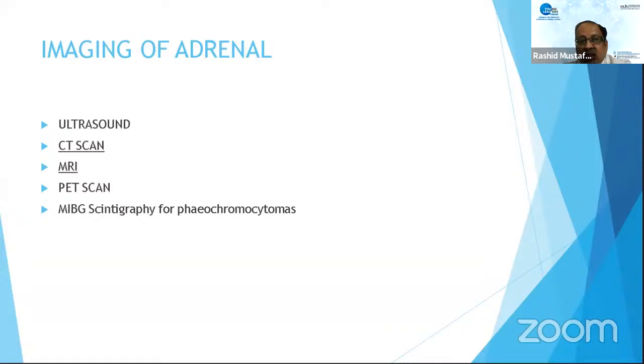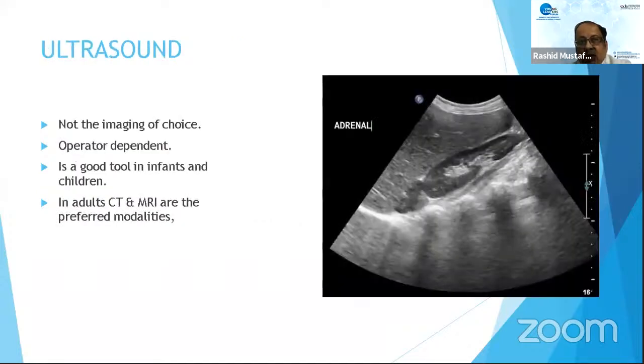Among all the imaging modalities, CT and MRI, and to some extent PET scans, are the cornerstone of imaging. Ultrasound is not the imaging of choice, it's operator dependent. It's a very good tool in infants and children, but in adults, CT and MR are the preferred modalities of investigation.